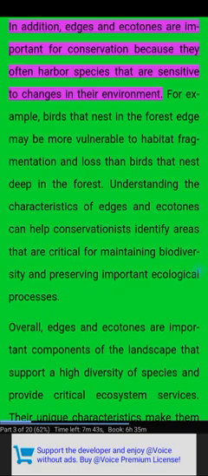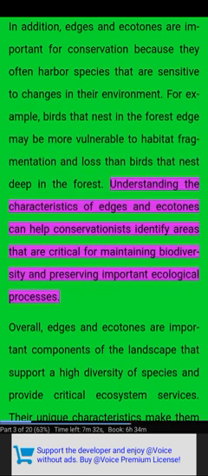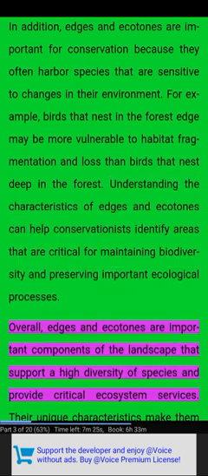In addition, edges and ecotones are important for conservation because they often harbor species that are sensitive to changes in their environment. For example, birds that nest in the forest edge may be more vulnerable to habitat fragmentation and loss than birds that nest deep in the forest. Understanding the characteristics of edges and ecotones can help conservationists identify areas that are critical for maintaining biodiversity and preserving important ecological processes. Overall, edges and ecotones are important components of the landscape that support a high diversity of species and provide critical ecosystem services.